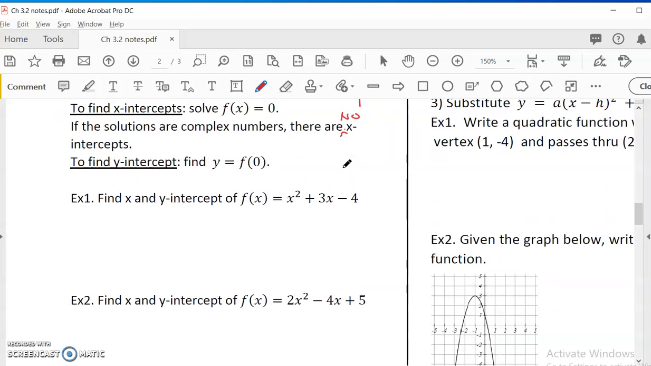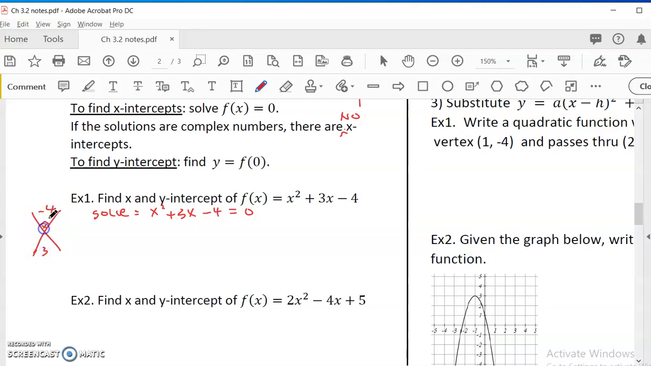First is find the x and y-intercept of x squared plus 3x minus 4. So for the x-intercept, remember, x-intercept is to solve the equation when y is 0. So we just say x squared plus 3x minus 4, this is f of x, and we just solve when it is equal to 0. So we use factoring to solve because it's quadratic.